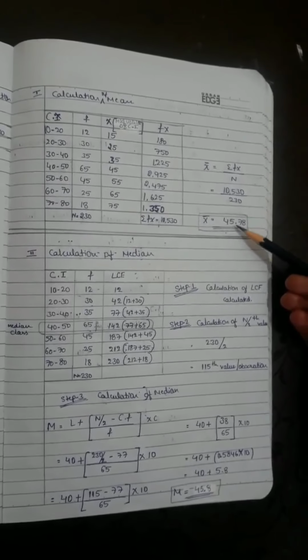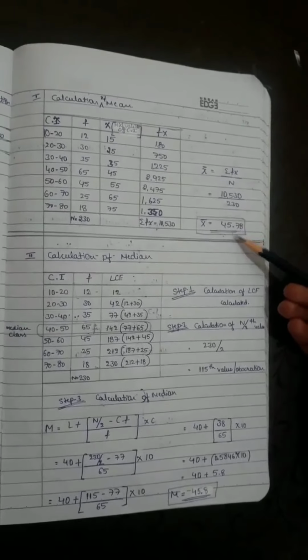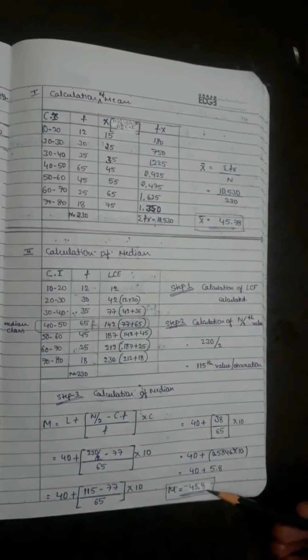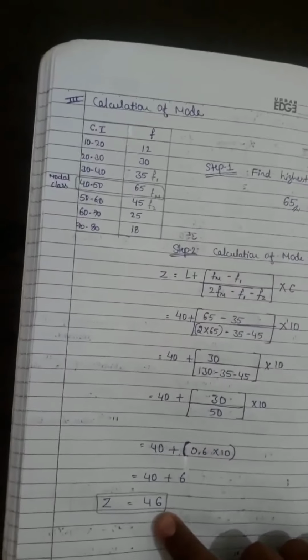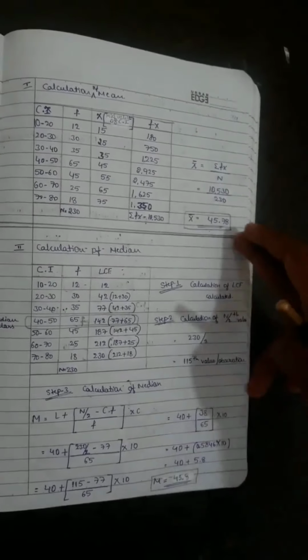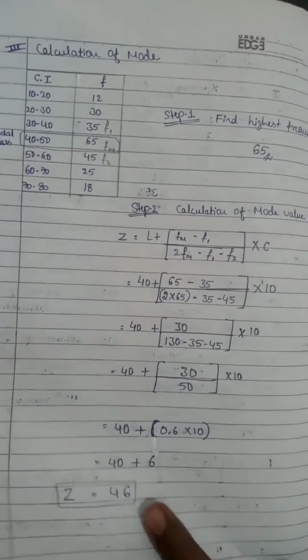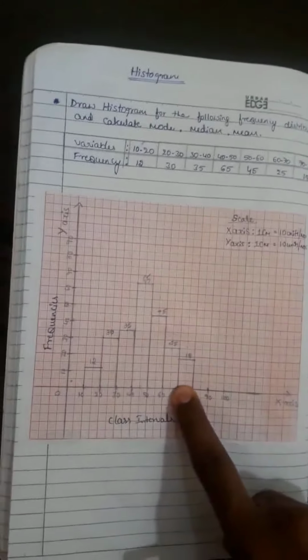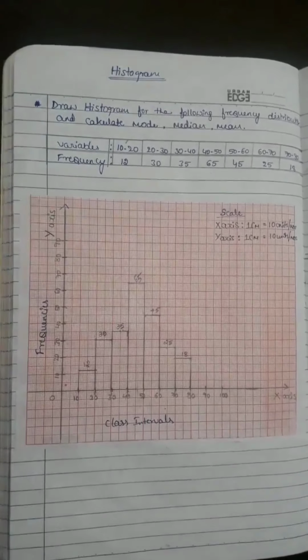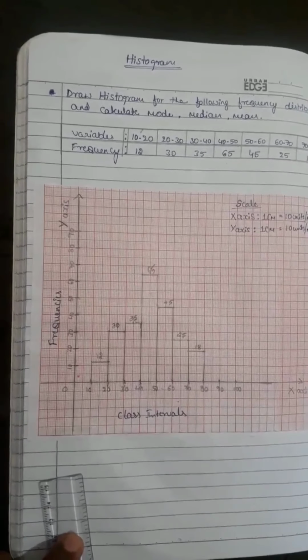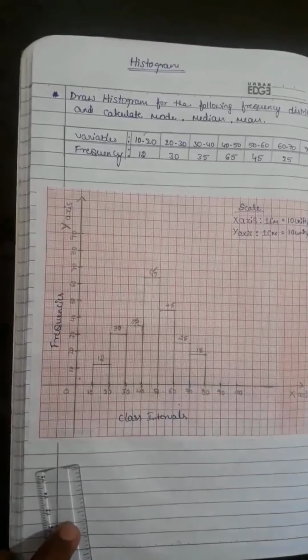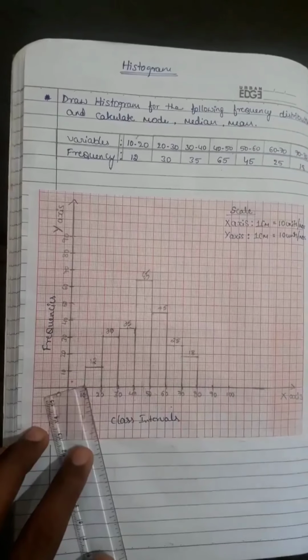The mean value I am getting is 45.78. In the same way, the median value I have got is 45.8. Mode I have got 46. Almost nearest to 46, no? So after writing this, we have to represent that 46. How? See here, 46 is there, no? Where you are getting 46, you have to represent there.